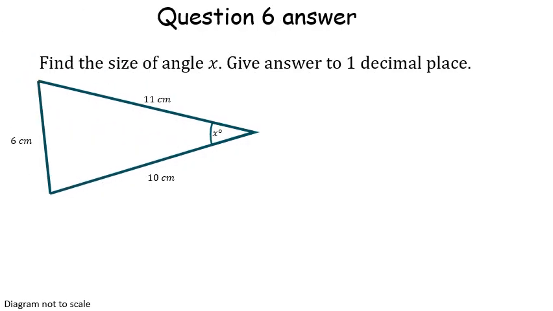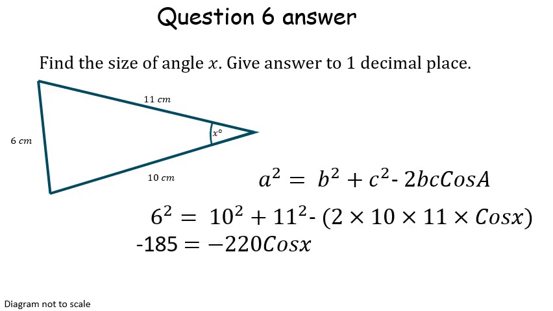Question 6. Again here we have side angle side, but we need to find the size of the angle. We can use the cosine rule, getting x equals 32.8 degrees to 1 decimal place.